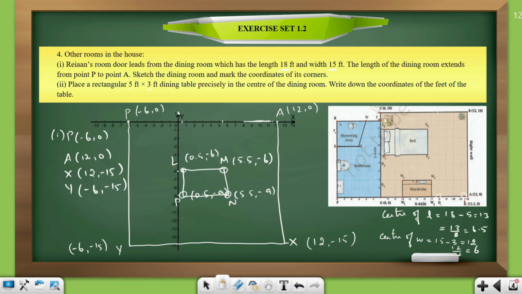So we got the precise center of the dining room, and also the coordinates L, M, and N respectively. Okay, let's see in the next video.